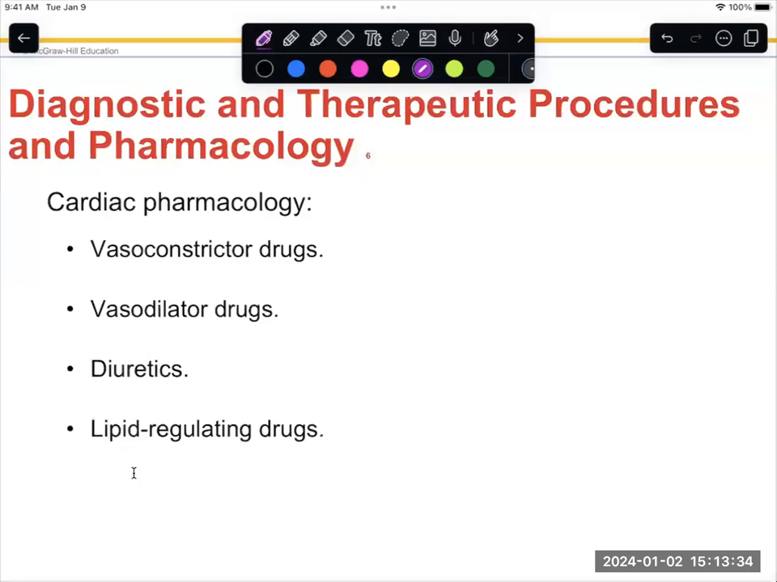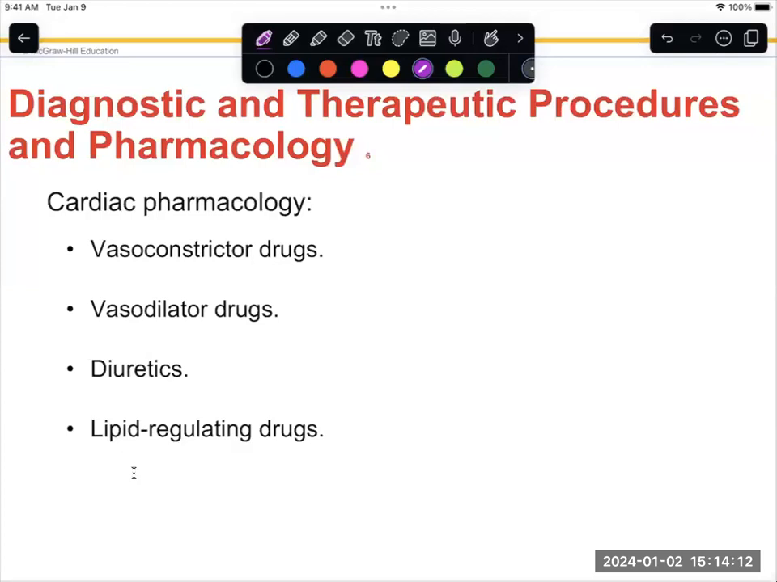Vasodilator drugs help to relax the smooth muscles in arterioles, making them larger, which leads to a drop in blood pressure, like nitroglycerine. A lot of times this is a patch, or it can be given sublingually, under the tongue, for rapid action. It takes seconds to work and can last up to 30 minutes, or the transdermal patches can last up to 12 hours. Others include ACE inhibitors, angiotensin 2 receptor blockers, and calcium channel blockers.